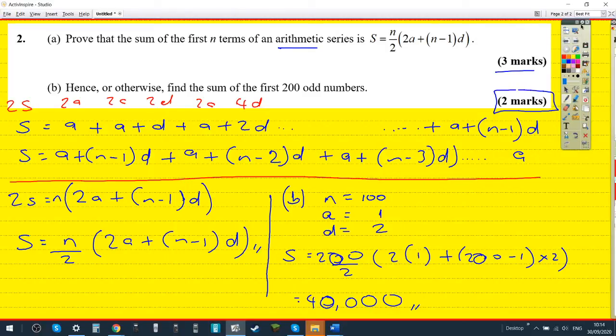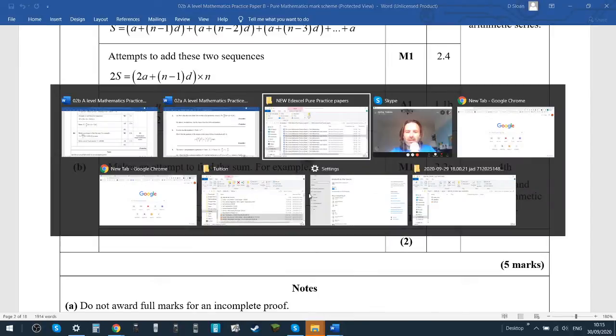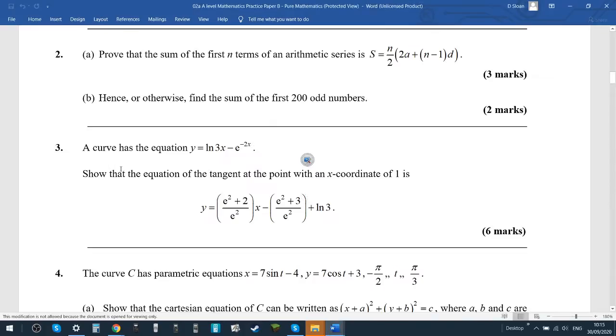Okay. There you go. Any questions about that? No. Okay. And if you get stuck, you can always just start it off like 1, 3, 5, 7. You know, and that'll help you to see what d is, what a is.